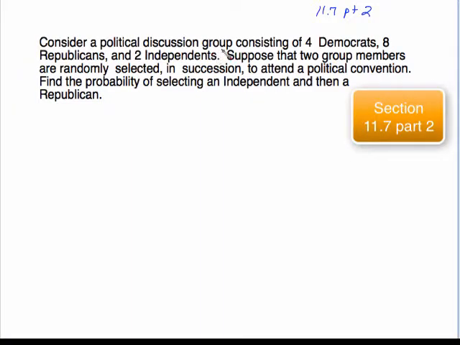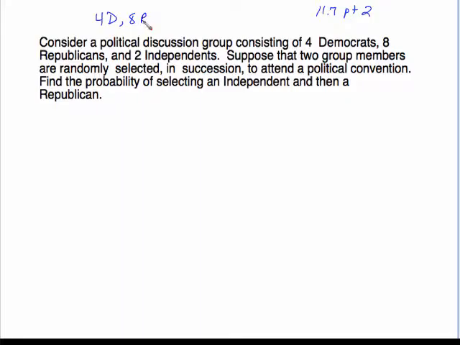Consider a political discussion group consisting of 4 Democrats, 8 Republicans, and 2 independents. Suppose 2 group members are randomly selected in succession to attend a political convention. Find the probability of selecting an independent and then a Republican.